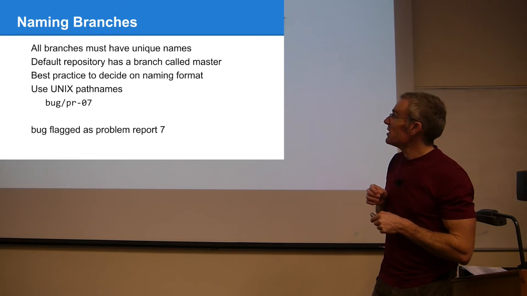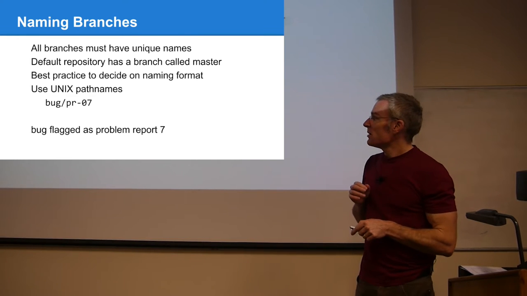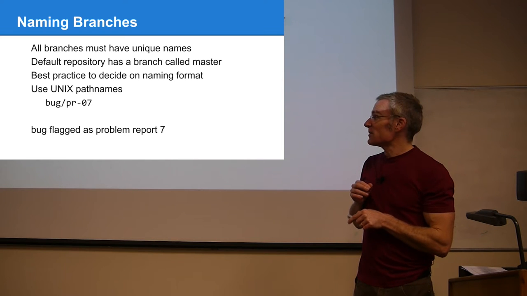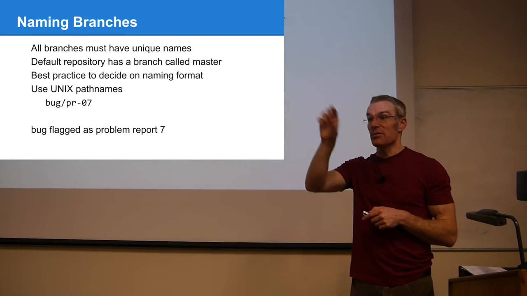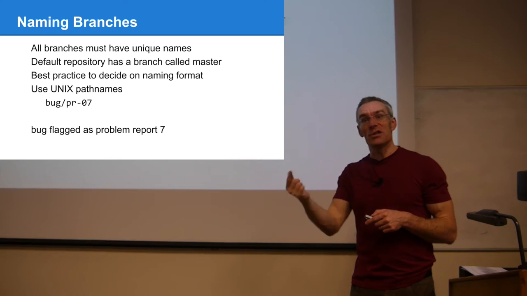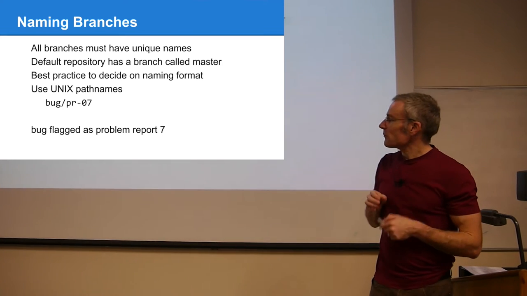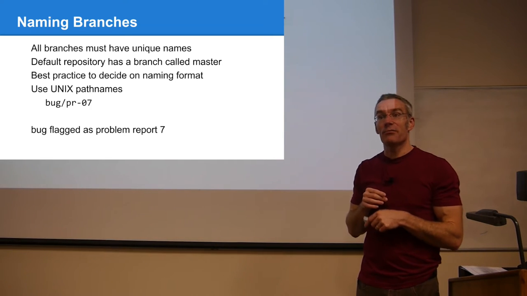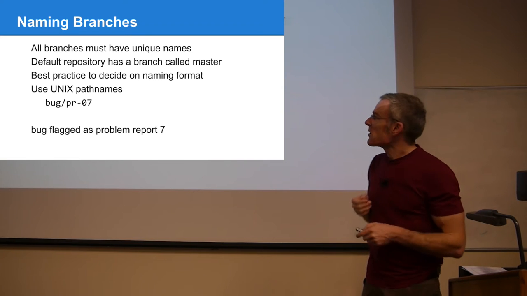Decide on the naming format before you start making branches. So, for example, if it's a bug, that's a good system. Bug, so you know it's a bug, / Unix path name, and then problem 7. So if you've got lots of issues flagged up in your system, and the issues are numbered, you can link your branches to the issue numbers. So you can link the two together. Problem report 7. Look, so there's my bug flagged as problem report 7. So I can map that branch back to my issues list, and I can see how it fits together.